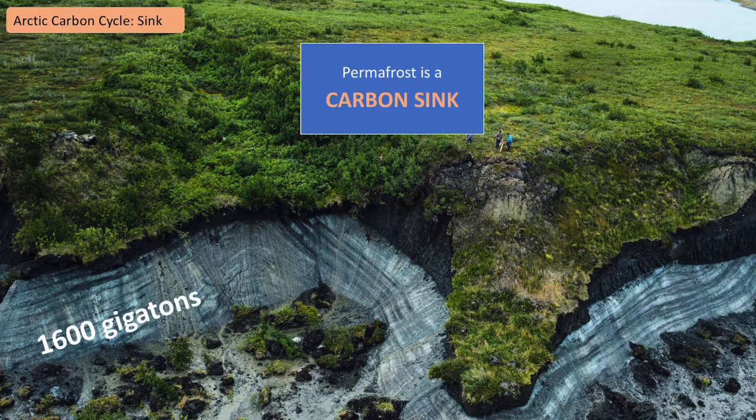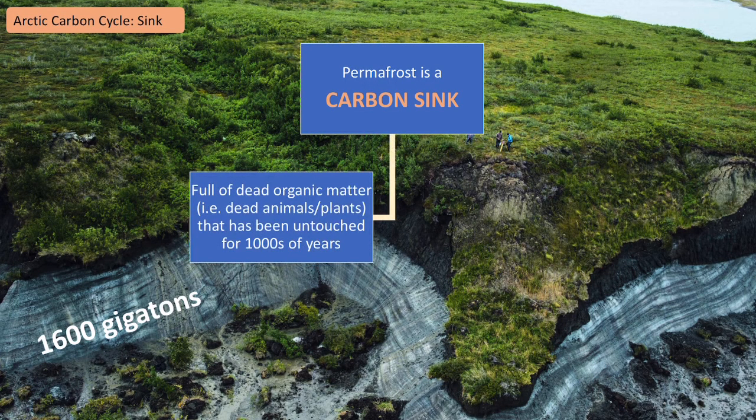And in terms of how much carbon it's actually got stored in it, it's over 1,600 gigatons. Why is so much carbon stored in the carbon sink? Well, it's full of dead organic matter, so dead animals and plants that has been there, frozen in that soil for thousands of years, potentially longer than that. And like we said, this permafrost is the layer which doesn't melt. It's permanently frozen throughout the year.